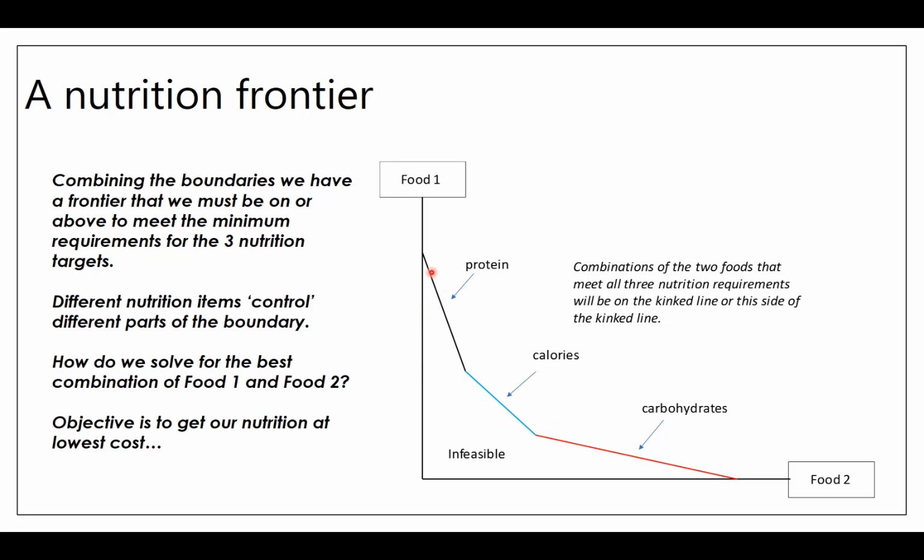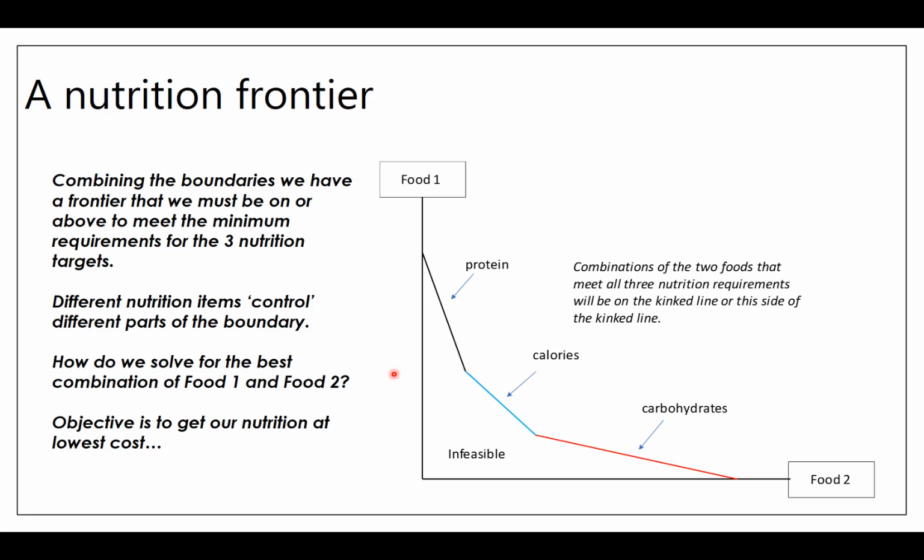It is interesting that each, and you'll understand this a little better as we do the solution in the spreadsheet model, the protein constraint sort of controls this piece of the boundary. The calories constraint or the calories portion of demand controls this, and the carbohydrate target controls this. And then there's a point right here where both calories and carbohydrates simultaneously control the target frontier. And then this corner right here, both calories and protein.